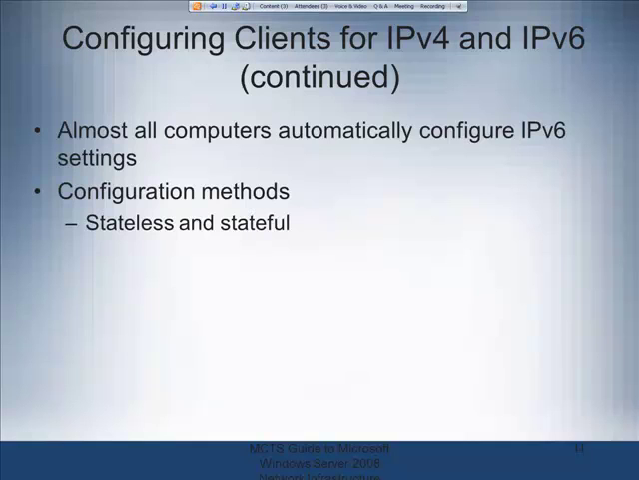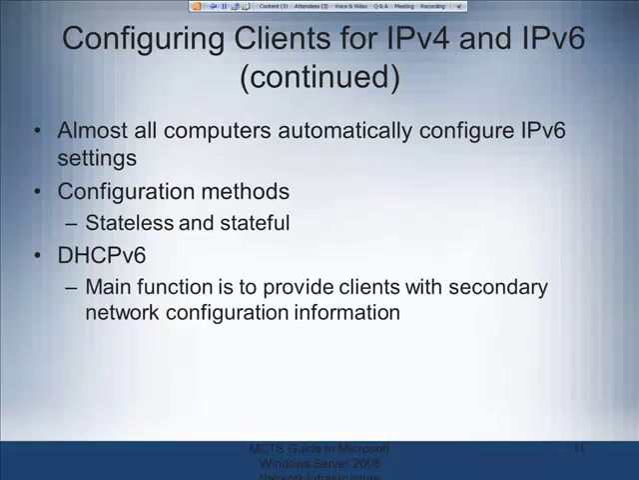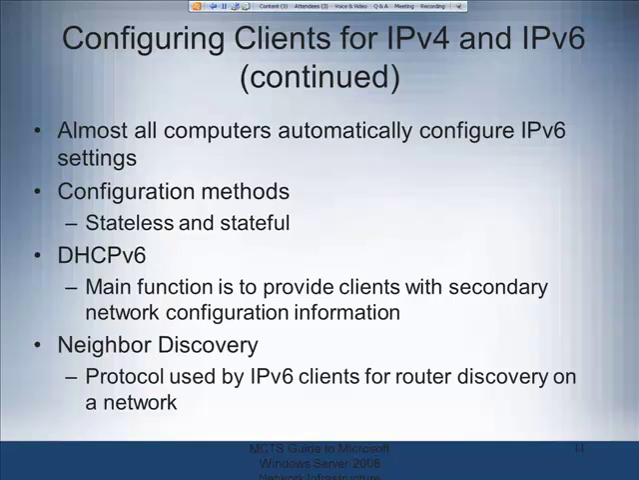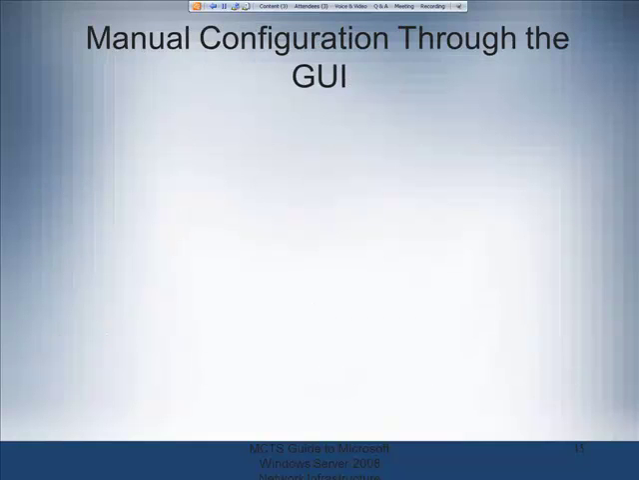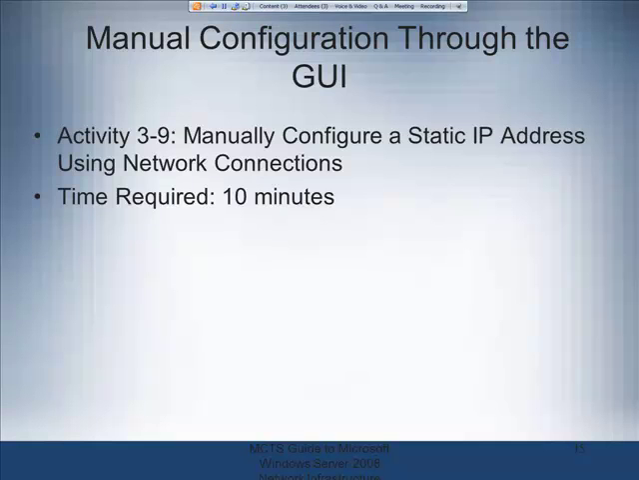Automatically configure. Configuration states are stateless and stateful. Stateless is generally what we're going to have with these things, that they automatically generate their address. There is a DHCP for v6. Neighbor discovery is what I was talking about, the protocol used by clients for router discovery on a network, so it does discover it. The protocol discovers neighbors.